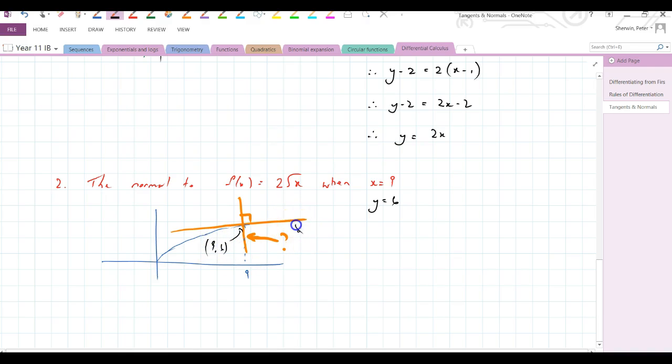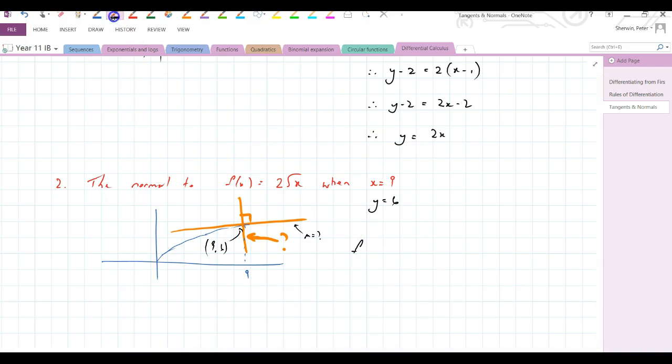What's the gradient of this line? Well, we firstly need the gradient of the tangent to find the gradient of the normal. So we're going to find the gradient of the tangent. We'll find that out by differentiating the function, f dash x. Well, this is 2x to the half, isn't it? So perhaps I don't need the dash there just yet because I'm not ready for it.